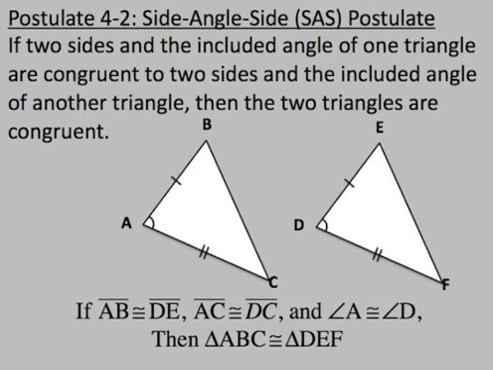So what's this look like? If segment AB is congruent to segment DE and segment AC is congruent to segment DF and their included angles, angle A is congruent to angle D, then triangle ABC is congruent to triangle DEF.